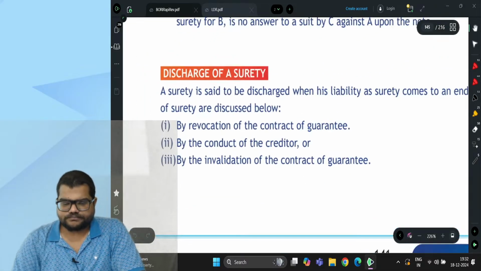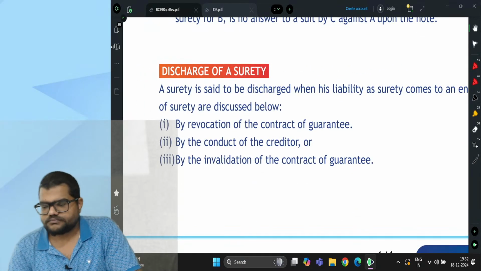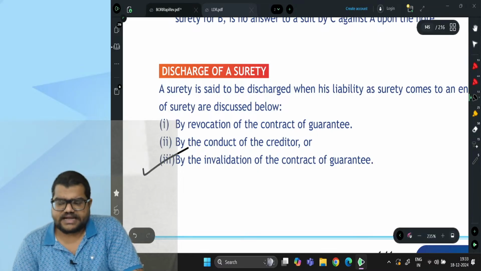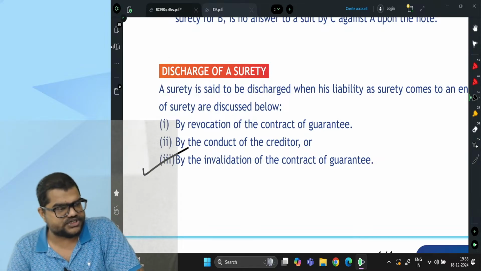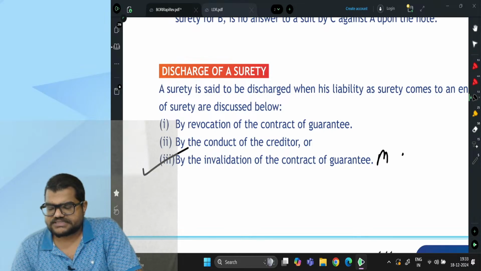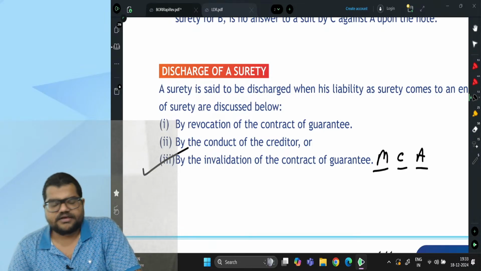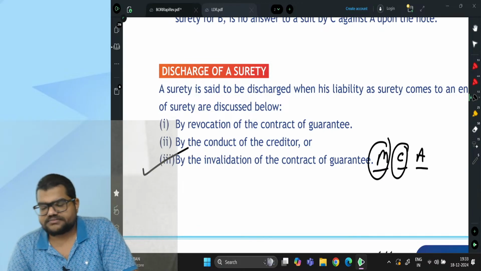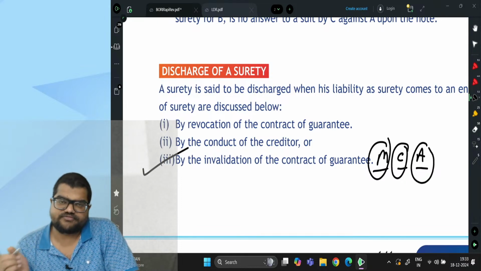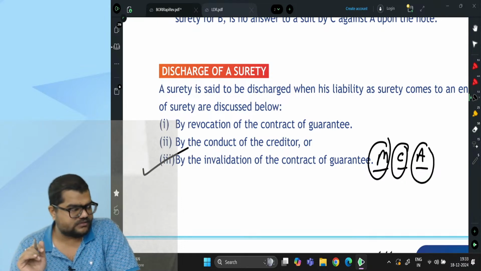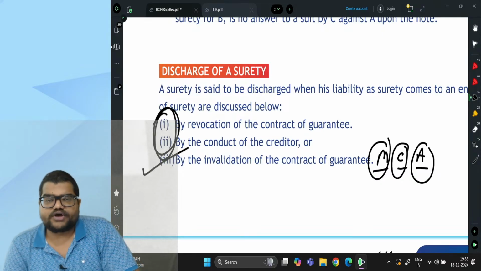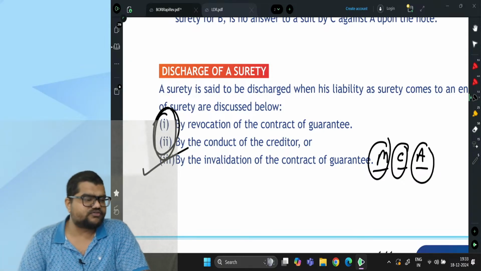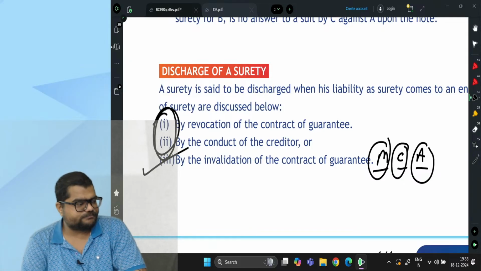If you can recall, this was the topic that we did yesterday: the invalidation of contract of guarantee. This is where we stopped yesterday, in which we did M, C, and A, where M was misrepresentation, C was concealment, and A was another person joining in, section 144. Where we are now is these two: revocation of contract of guarantee and discharge by the conduct of the creditor.